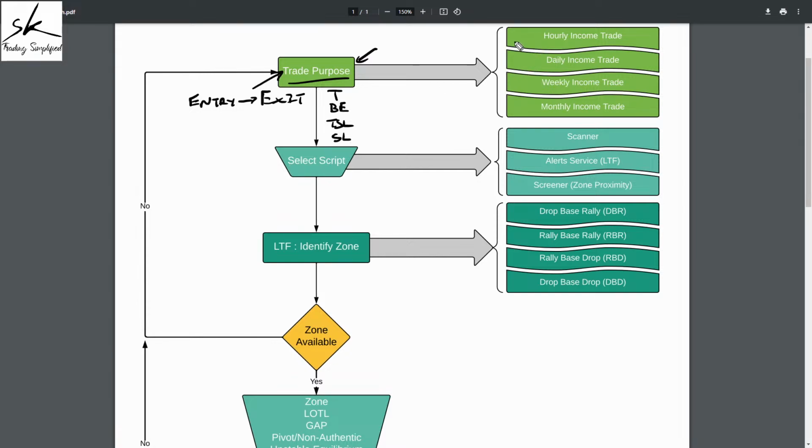Now what I've done is I have divided these trades into four different purposes. We call them hourly income, daily income, weekly income, and monthly income. Hourly income implies a trade where my expectation is that this trade can last for an hour or a few hours. Daily income, a trade which can last for a day or a few days.